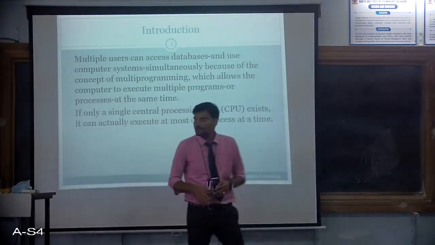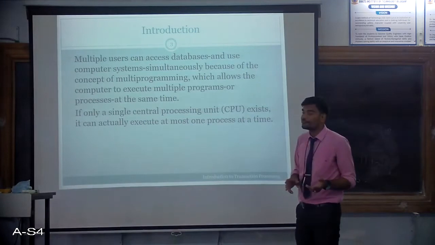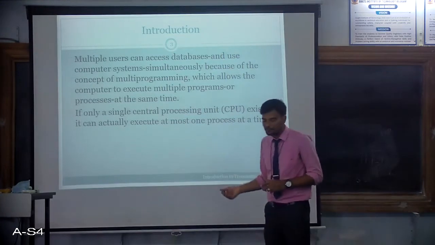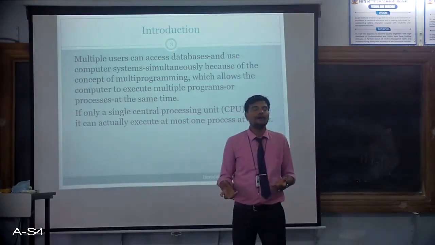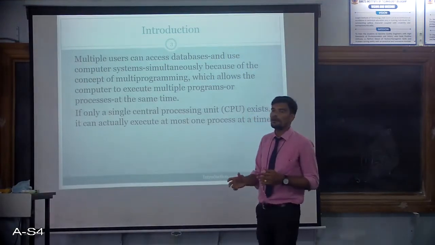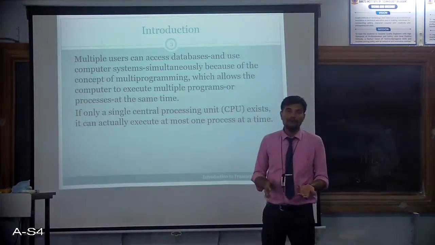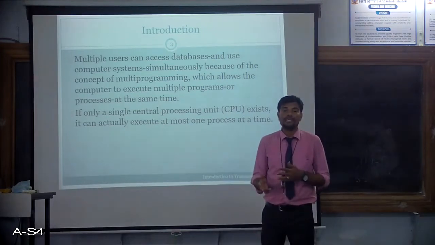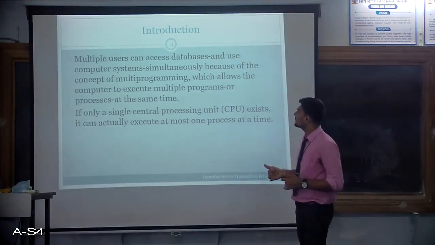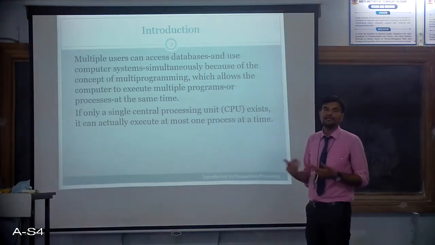And then we have that multi-users can access the database and use the computer system simultaneously because of the concept of multi-programming, which allows the computer to execute multiple programs or processes at the same time. Considering multi-user DBMS, it allows multiple users to access the database concurrently, right? This is because of the concept of multi-programming, which allows multiple programs or processes to execute at the same time.